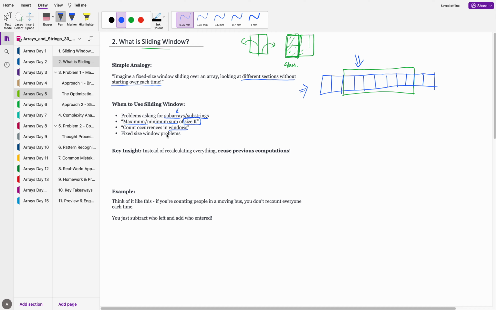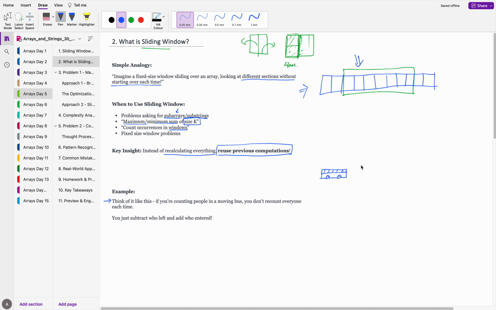Now what is the idea behind it? The idea is, instead of recalculating everything, reuse the previous computations. What does it actually mean? Reuse the previous computation. Let me set the context for you with a simple example. Think of counting people in a moving bus. Let's say you have a bus. Okay, let's assume this is a bus.